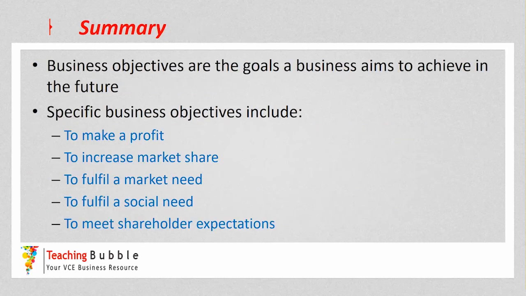So just to recap, business objectives are the goals a business aims to achieve in the future. There are 5 specific objectives that are in our study design, which are to make a profit, increase market share, fulfill a market need and a social need, and finally to meet shareholder expectations.